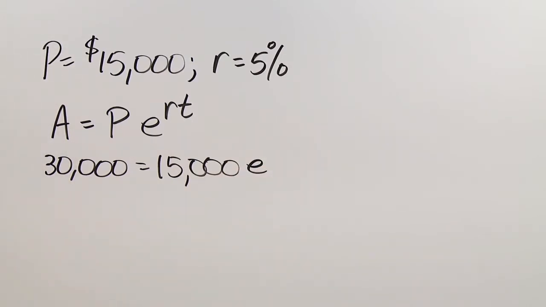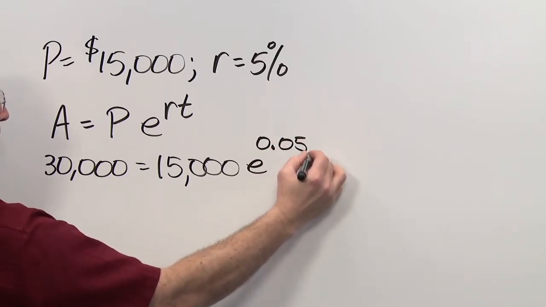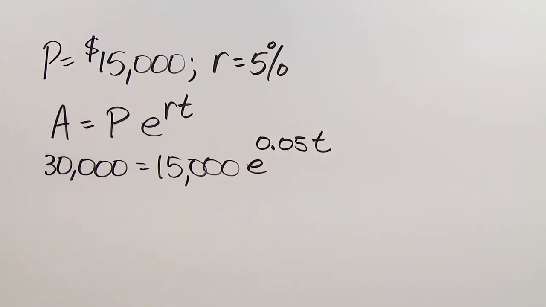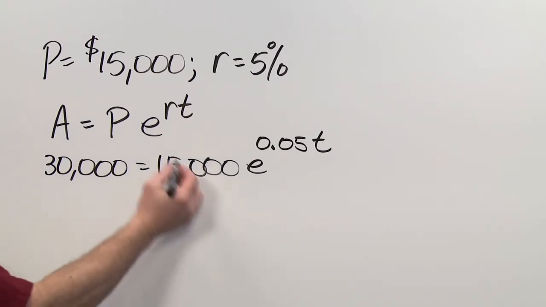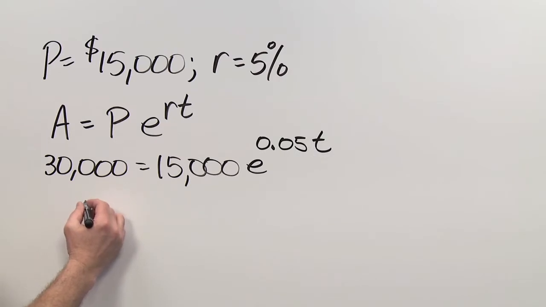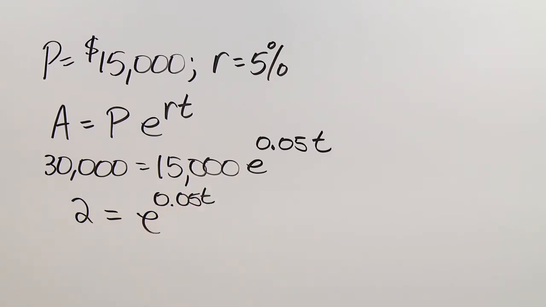e is itself. r, which is 5%, as a decimal 0.05, and then times t, and t is the variable that we want to solve for, which would be the time that it takes for it to double. Now, dividing both sides by 15,000, of course, this becomes 1, this becomes 2. So what we have is 2 equals e raised to the 0.05t. Since t is in the exponent, we need to take the log of both sides in order to be able to take t out of the exponent.